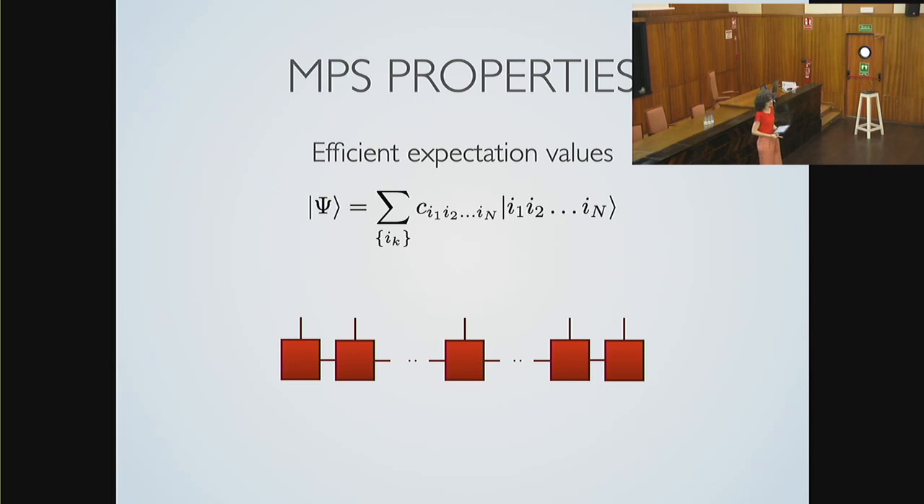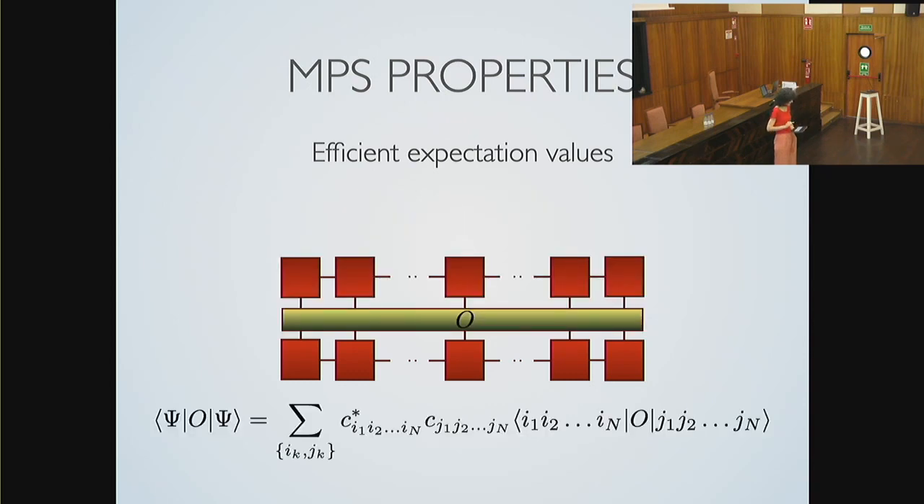Okay, MPS have a lot of properties that we exploit for the numerics and that we exploit for understanding formally which kind of states are represented by them. I'm just showing some here and not the others. As I said, I'll give you some references at the end where you can read more if you are interested in these things. So one very important property is that we can compute expectation values efficiently.